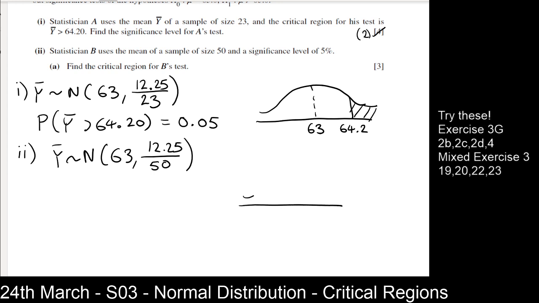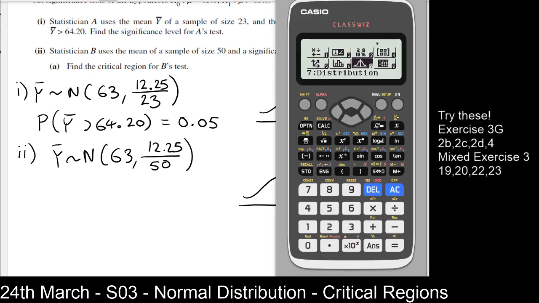However, if we draw the diagram again, we've got a mean of 63, and we're rejecting anything above here. So I need to find out what this value is. With a 5% level of significance, I've got an area here of 0.05. So on my calculator, this time I know the area, so I want to use inverse normal. And you want to do 1 take away 0.05 for 0.95, because remember, you don't want that 5% above it. You'd calculate the 95% below it.